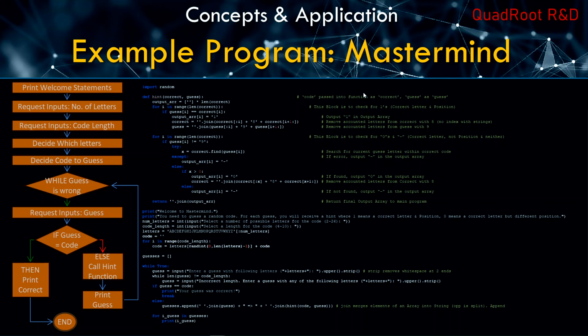I have put the algorithm as comments in this function, and I've explained each statement. So code is passed into the function as correct, guess as guess. Now we initialize an output array. This is what is going to be printed as the guess. So this is going to be the output of the hint function into here.